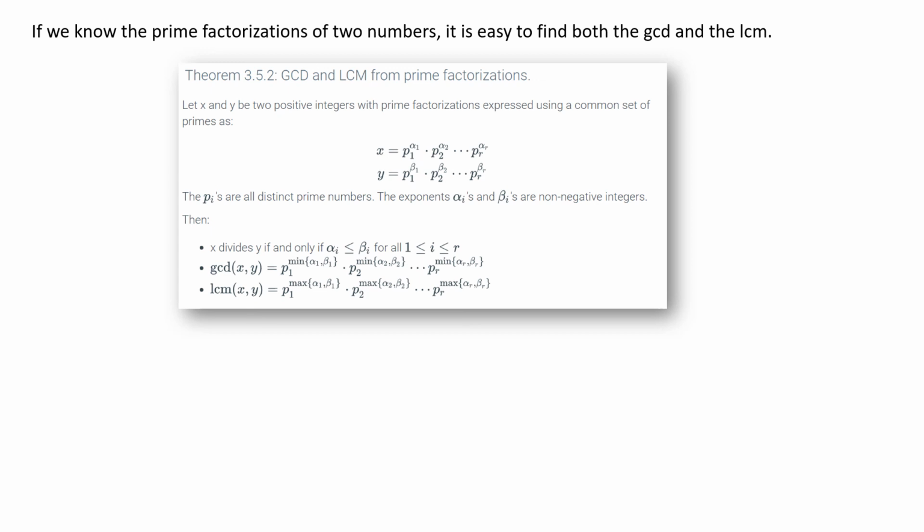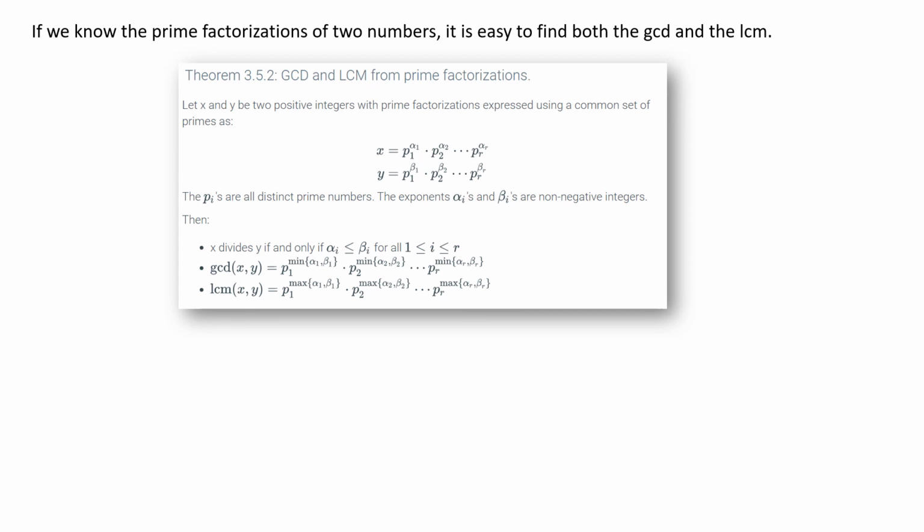This is saying let x and y be two positive integers, and right below we have x equals and y equals. We're going to have these two integers, and we're going to think about their prime factorizations. So let x and y be two positive integers with prime factorizations expressed using a common set of primes. So x could be written as some different numbers, all taken to some different powers. It would just depend on what the prime factorization is. y could also be written like this too.